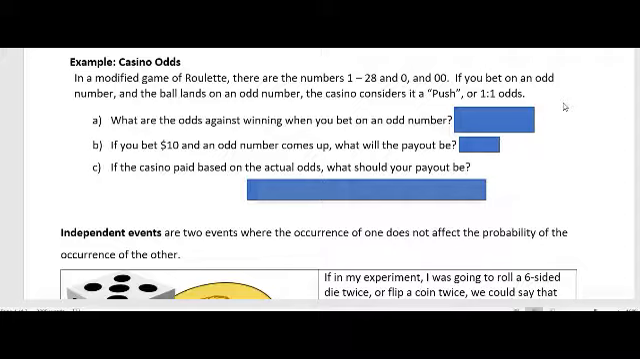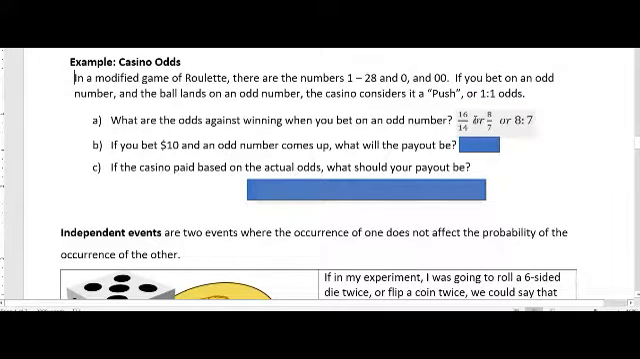So first of all, what are the odds against winning when you bet on an odd number? For odds against, you put the unfavorable events first, followed by the number of favorable events. In 1 through 28, there are 14 odd numbers, so our favorable is 14. But we have 1 through 28 plus 2 more, so we actually have 30 events in our sample space, 30 different things that could happen. So our odds against: 16 times it would not happen, and 14 times it would. So we have 8 to 7 as our odds against winning if we bet on an odd number.